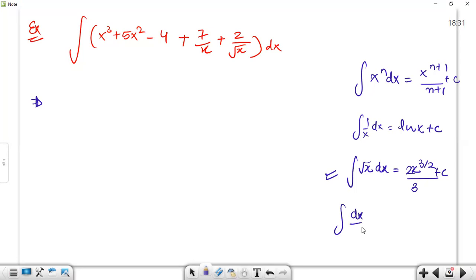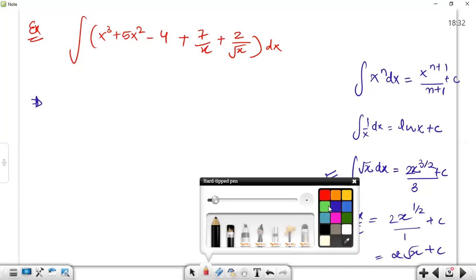And dx upon root of x, because root of x is there in the denominator. So x raised to power minus half plus 1 upon half plus c. So 2 root x plus c. Yeah, right? Okay. So these are the formulas which we are going to use. So let's use this one.